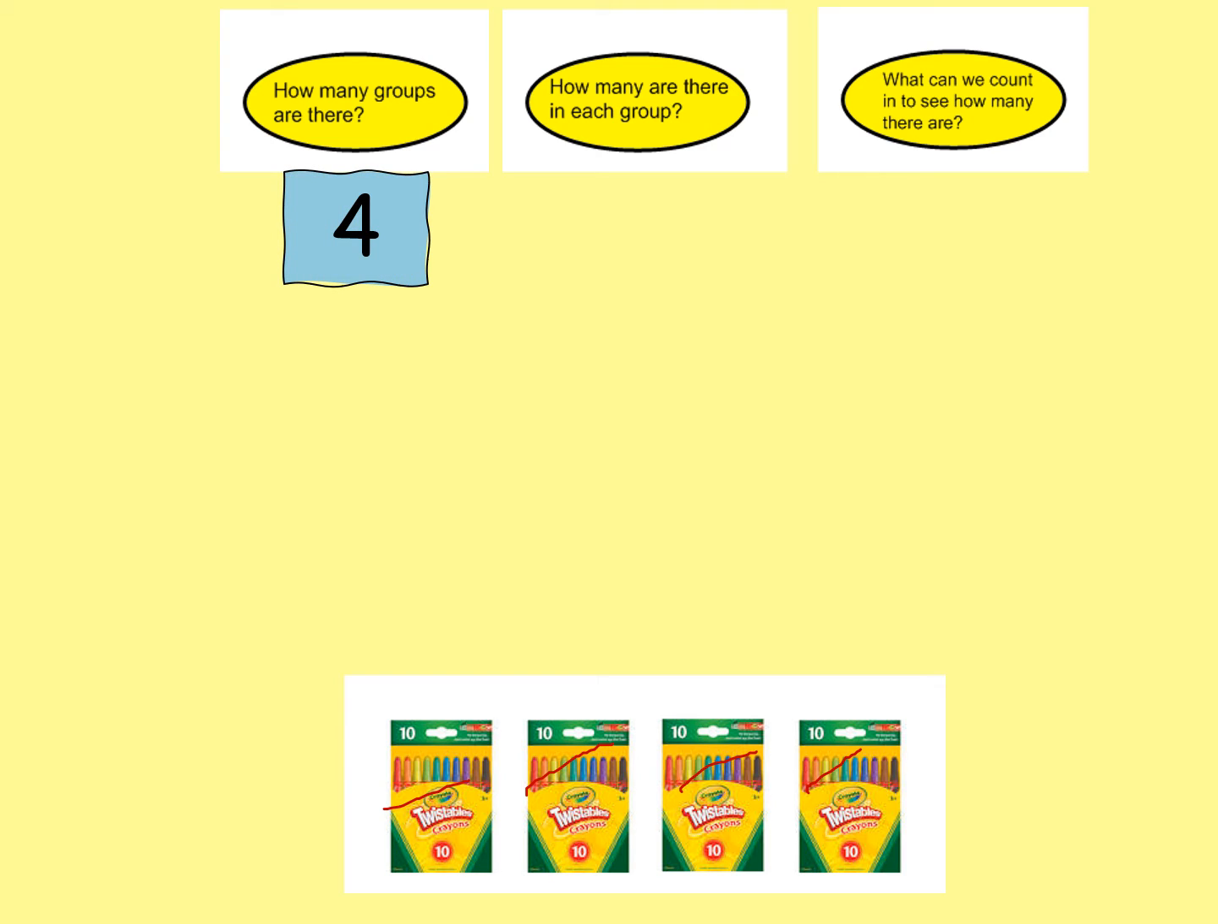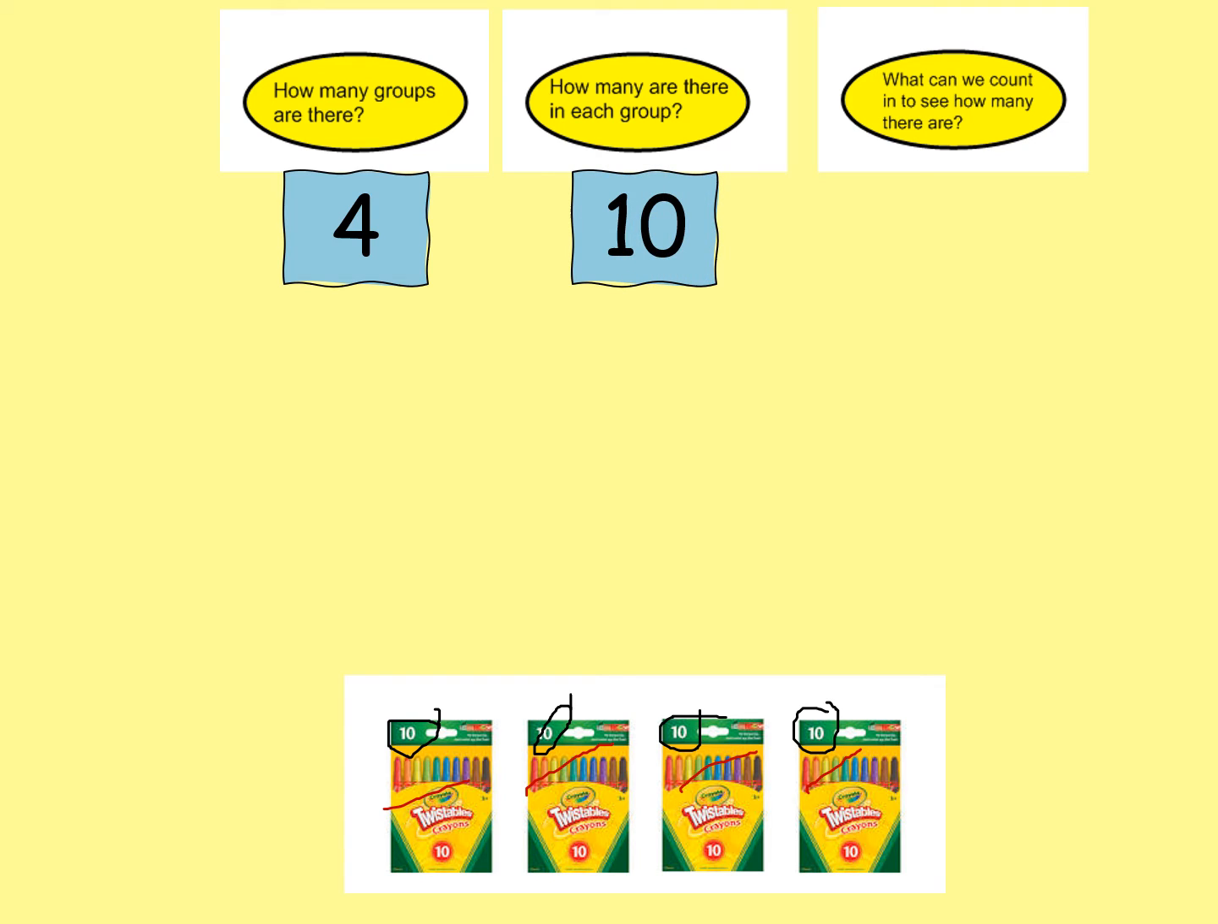How many are there in each group? Well, it gives us away here, doesn't it? Because it says here, there's 10 in this group, there's 10 in this group, there's 10 in this group, and there's 10 in this group. So each group has 10 crayons in it.